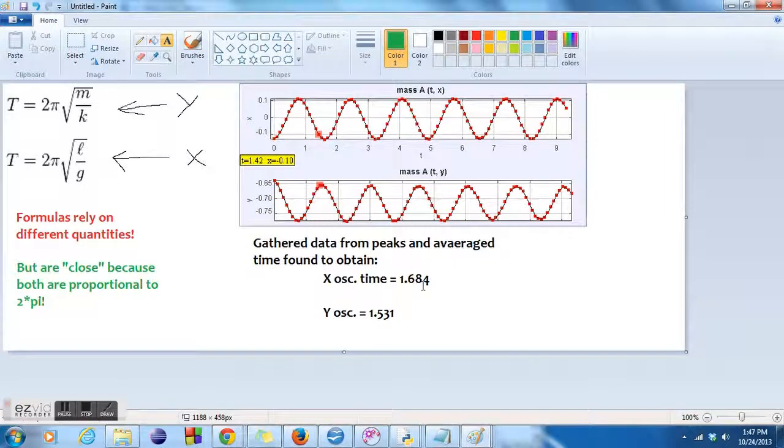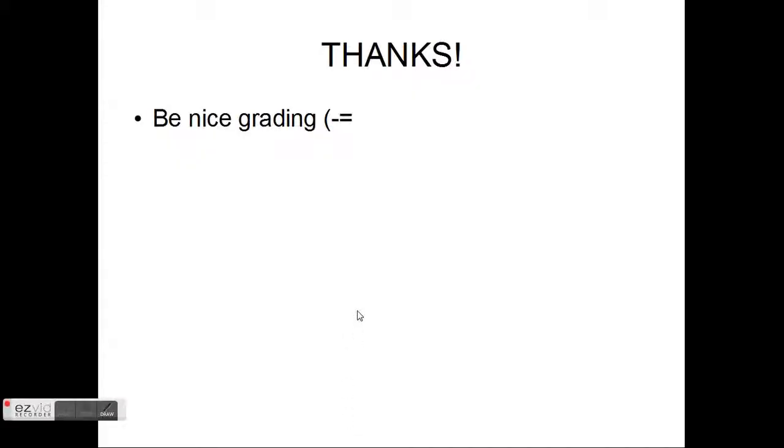It makes sense that these values are close but not exactly the same when we look at the simple harmonic motion, aka y, and the pendulum-like motion, aka x, formulas. They're both proportional to 2 pi, but y relies on mass and spring constant, whereas x relies on length and gravity. Different values, which means that we get different answers for oscillation period.